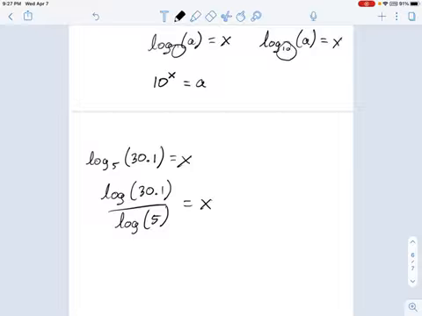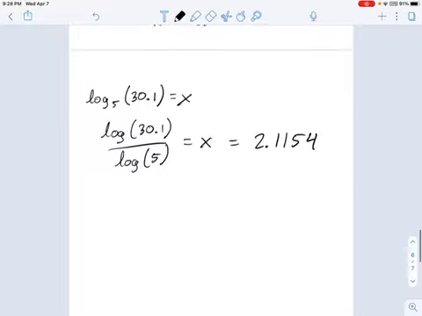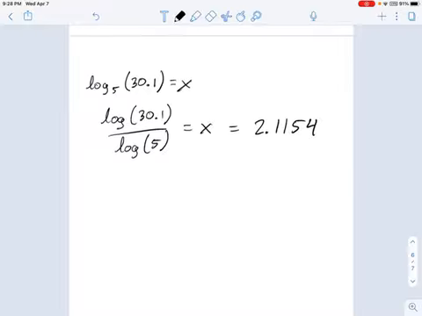If you just punch that into your calculator, you're going to get 2.1154 as your answer. There are more decimals, but those are the important ones. You can always double check to see if you're correct. That's the nice thing about logarithms. Remember how logarithms and exponents are inverse functions? You could say 5 to the x equals 30.1, and then plug in what you think x is.